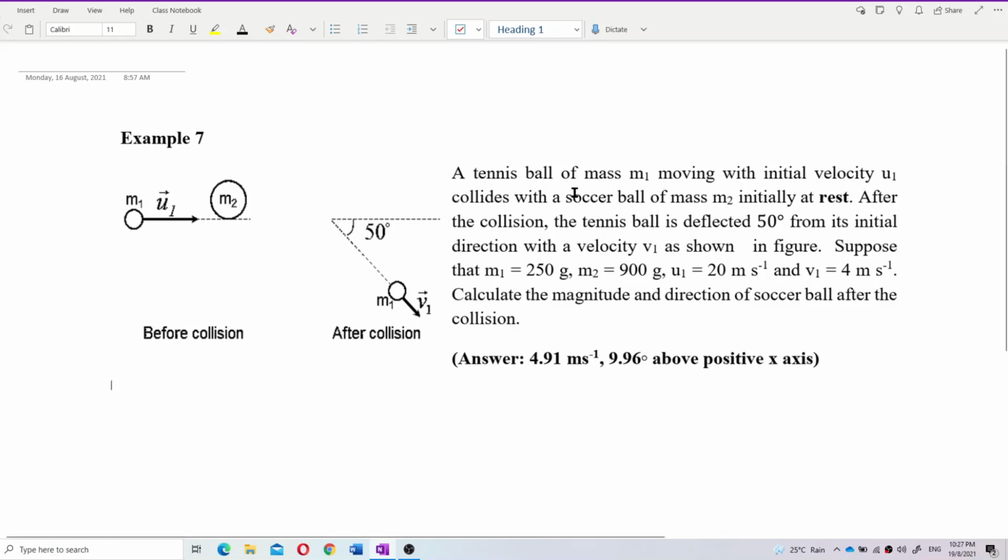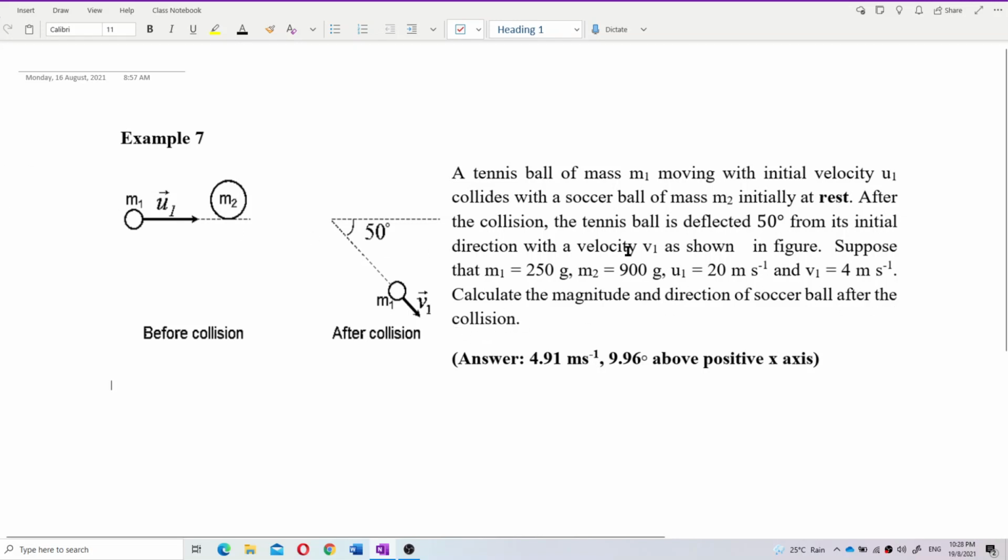A tennis ball of mass m1 moving with initial velocity u1 collides with a soccer ball of mass m2 initially at rest. After the collision, the tennis ball is deflected 50 degrees from its initial direction with a velocity v1, as shown in the figure. Given all the data here, mass 1, mass 2, initial velocity 1 and final velocity 1, calculate the magnitude and direction of the soccer ball after the collision.